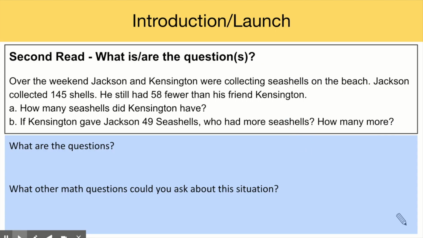Let's look at the word problem from today's lesson once again. This word problem has 2 questions. Students should highlight or underline both questions. Students are also encouraged to come up with other questions that can be answered by the information given in the word problem. This can be done in pairs or small groups if needed.